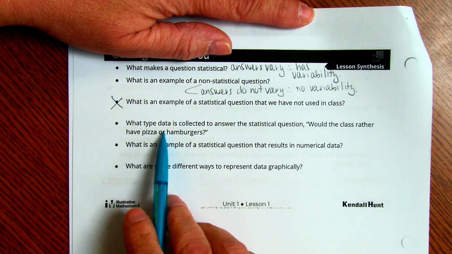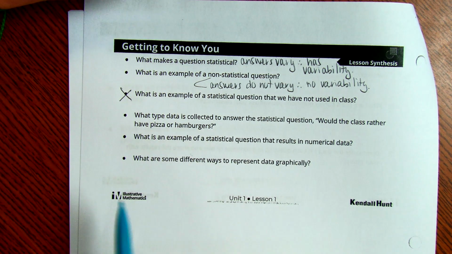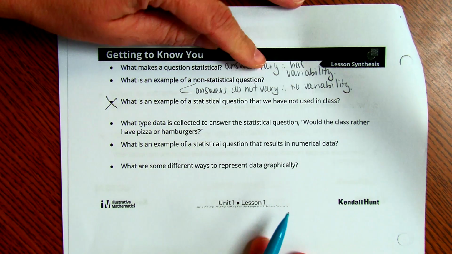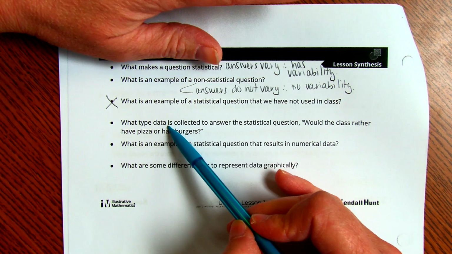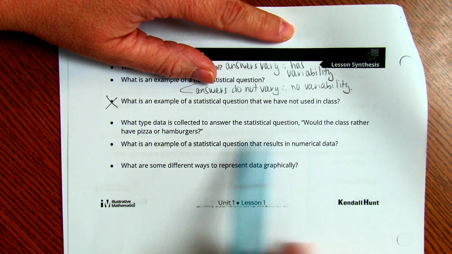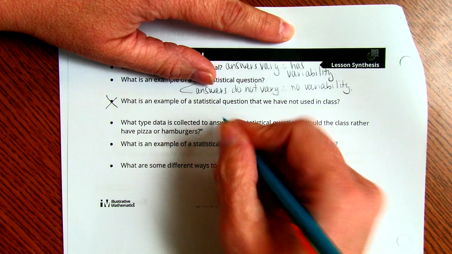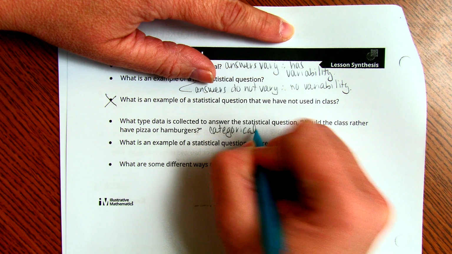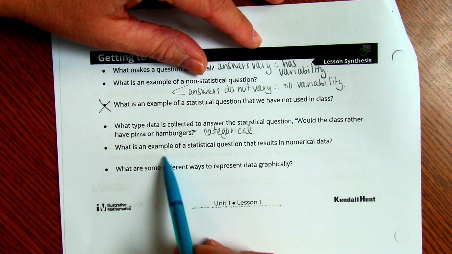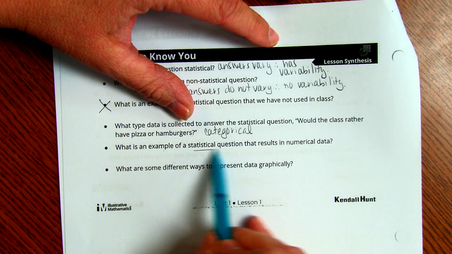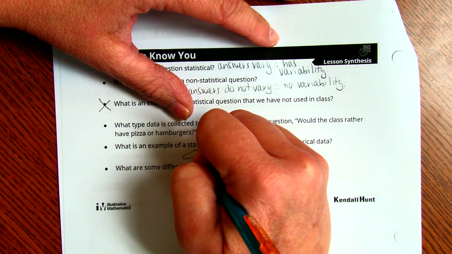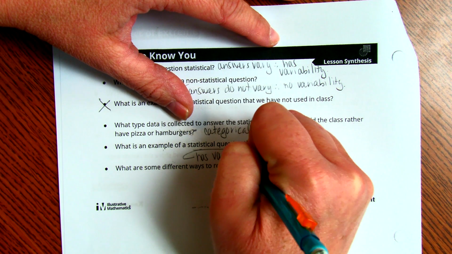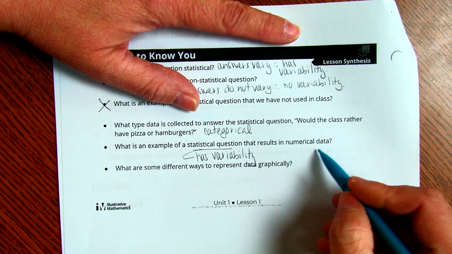What type of data is collected to answer the statistical question? Would you rather have pizza or hamburger? So the type of data is either going to be numerical or categorical. Obviously, these are not numbers. I'm not going to get a number answer, so this would be categorical. What is an example of a statistical question? So that means it has to have variability. That results in numerical data.